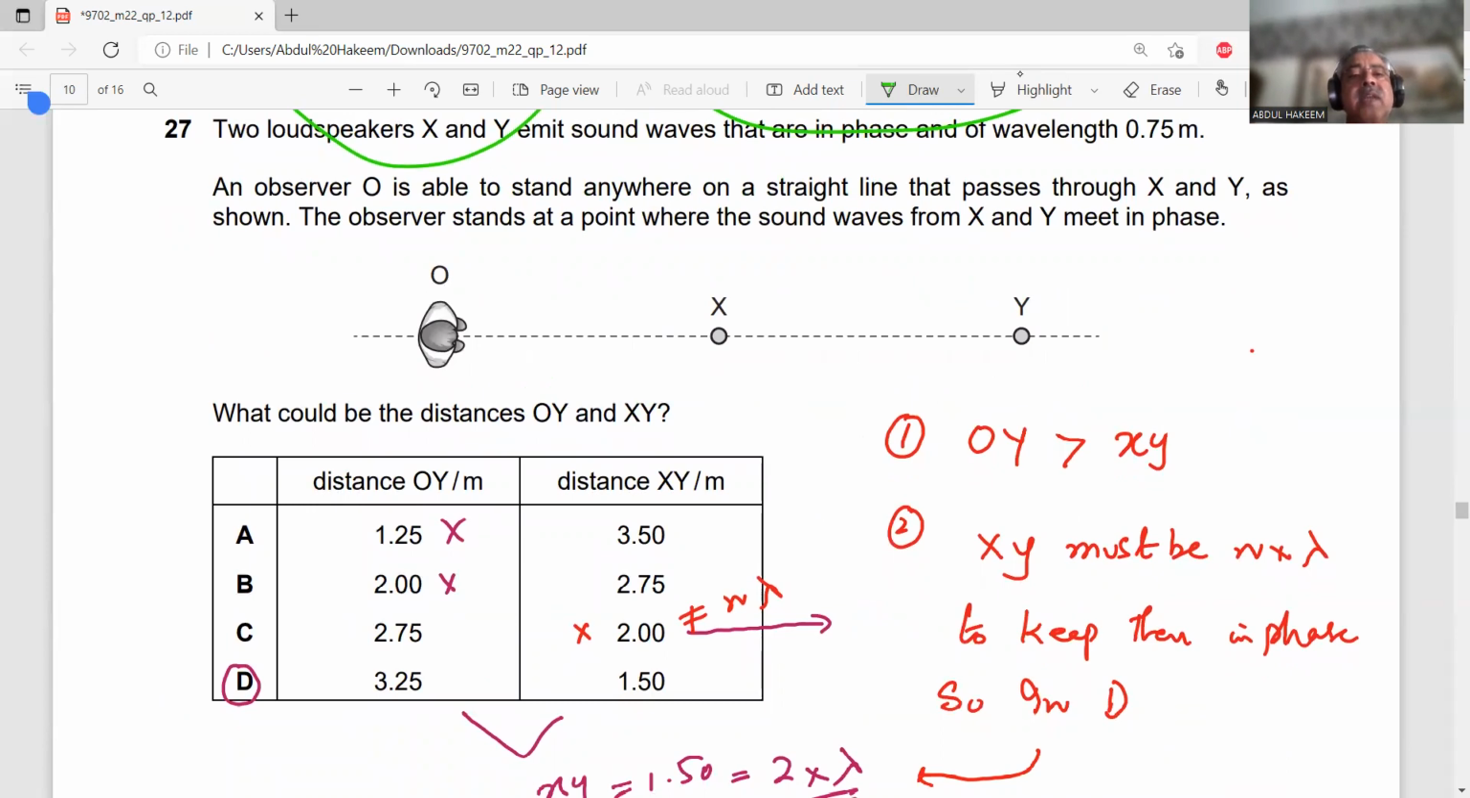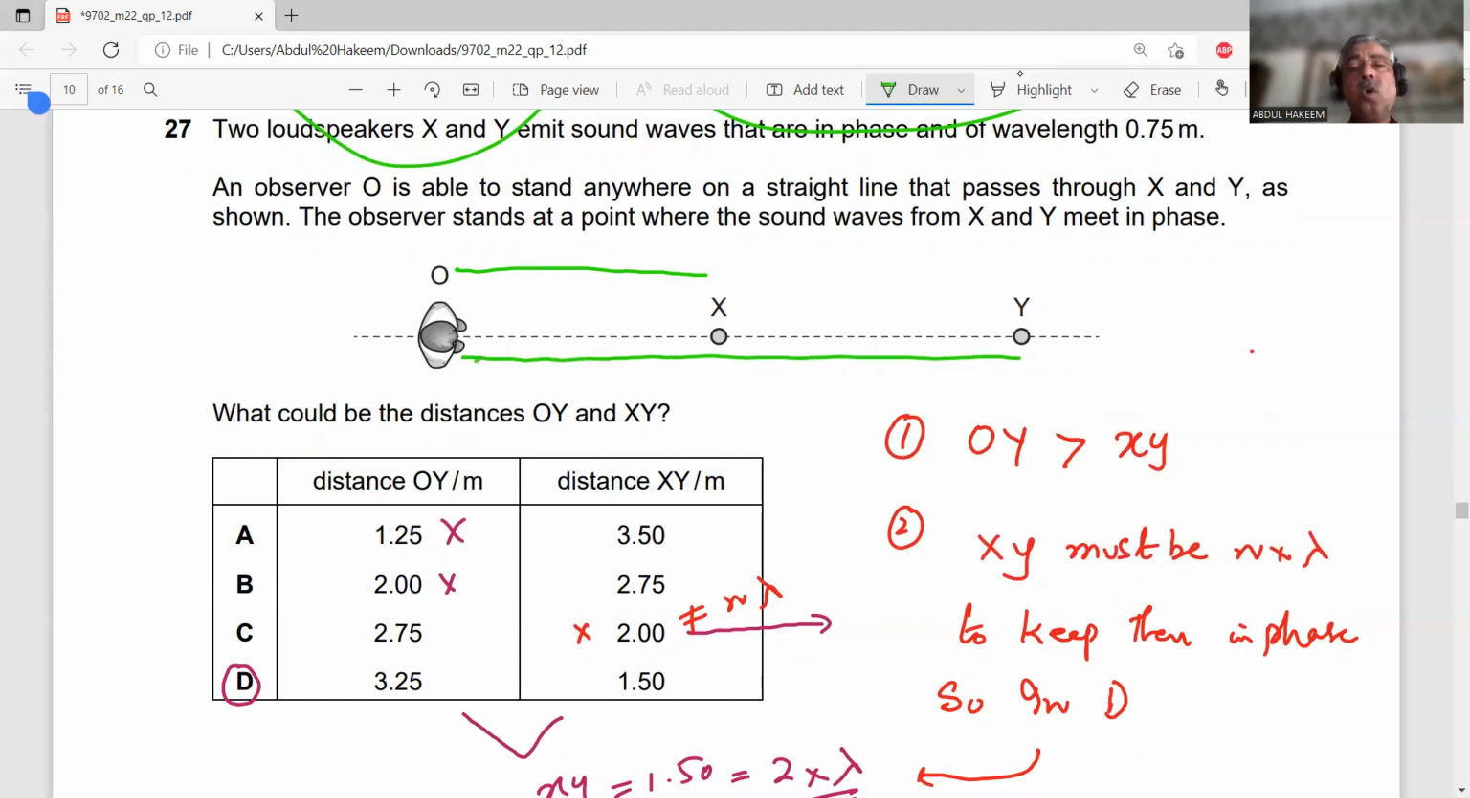Two loudspeakers, X and Y, emit sound waves that are in phase and the wavelength is 0.75. Wavelength is given. They're in phase. An observer O is able to stand anywhere on the straight line that passes through X and Y as shown. So definitely the distance of O from X and the distance of O from Y is not the same. OY distance is greater than OX. So definitely then this OY distance is greater than this XY distance.